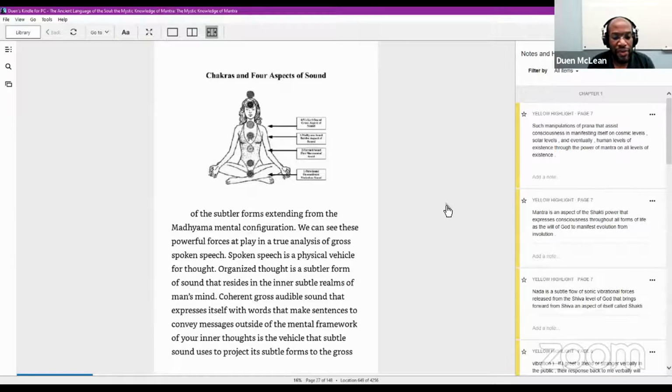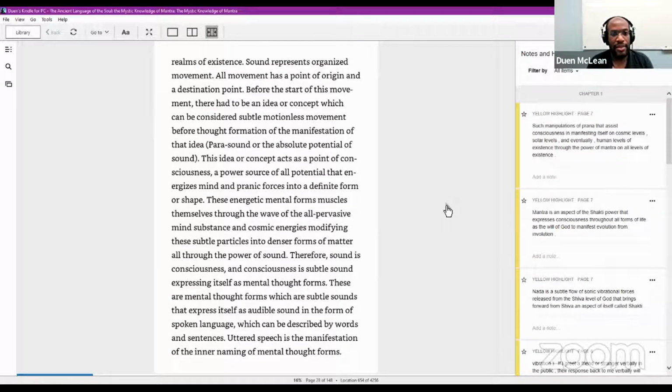We can see these powerful forces at play in a true analysis of gross spoken speech. Spoken speech is a physical vehicle for thought. Organized thought is a subtler form of sound that resides in the inner subtler realms of man's mind. Coherent, gross, audible sound that expresses itself with words that make sentences to convey messages outside of the mental framework of your inner thoughts is the vehicle that subtle sound uses to project its subtle forms to the gross realms of existence.